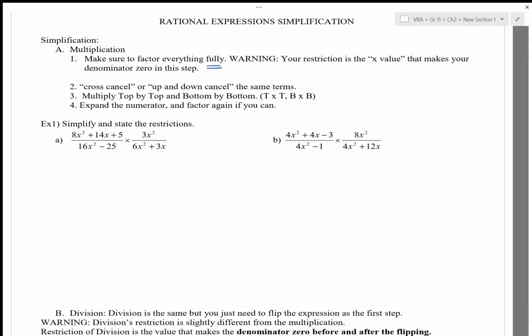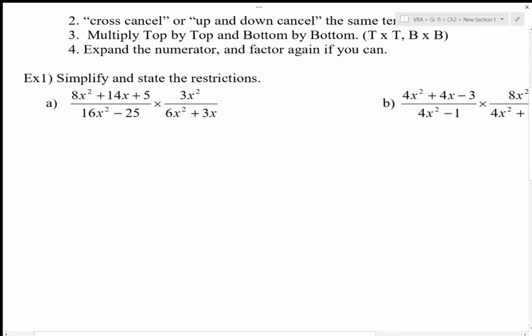If you need to, you can expand the numerator and then factor that again to make it even simpler if you like. If you take a look at the first example here, you have 8x squared plus 14x plus 5 over 16x squared minus 25, times 3x squared over 6x squared plus 3x. The first job is the factoring. If you factor the top of the first fraction, this becomes 4x plus 5 and then 2x plus 1.